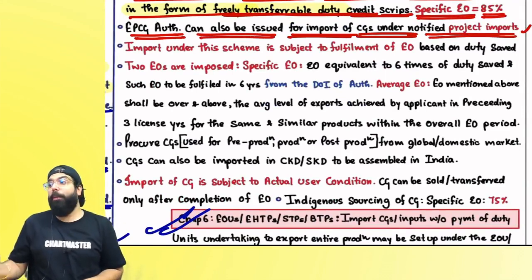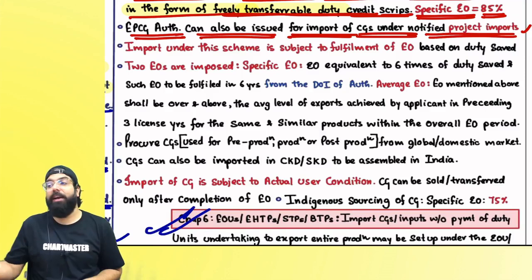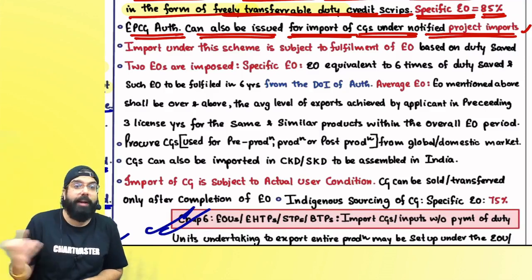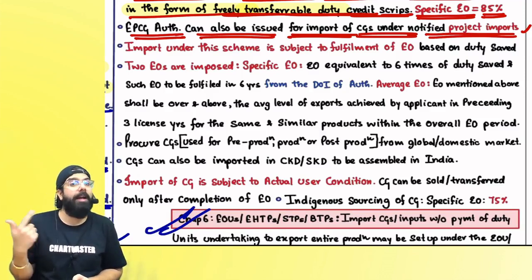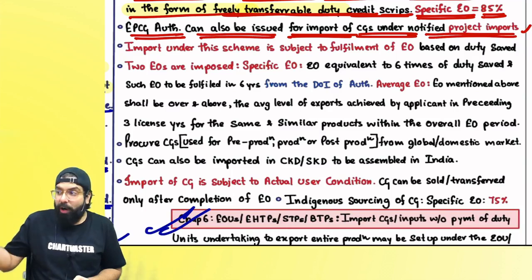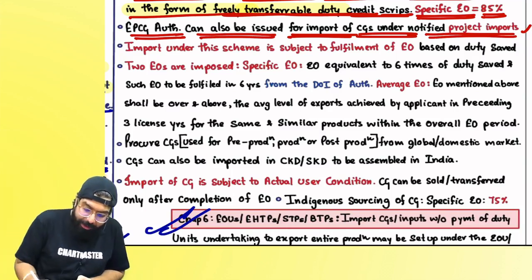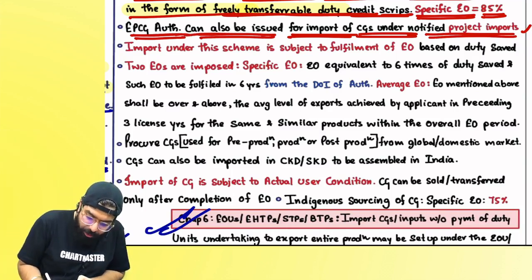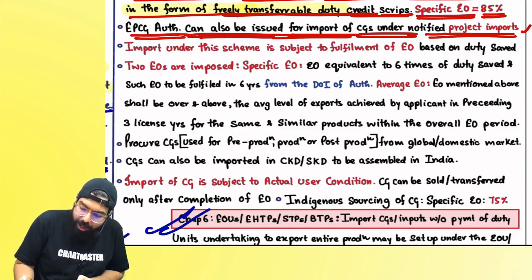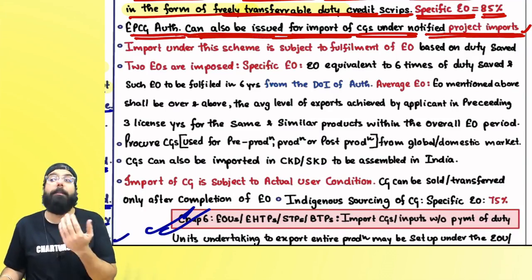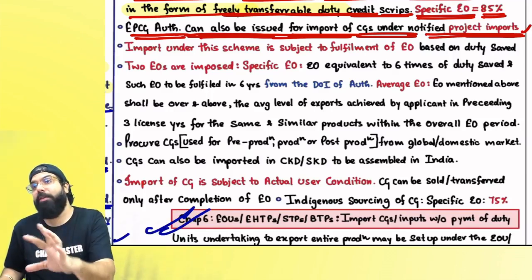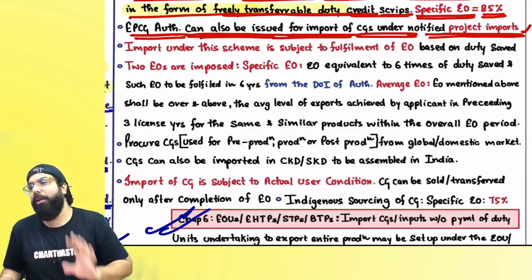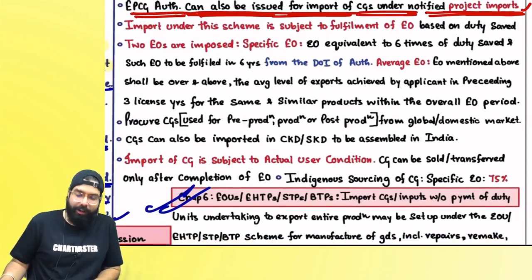Sir, a metro project is there, monorail project is there, industrial project is there, any project, airport development project is there, all those projects are being notified. Metro rail, monorail, all these projects are being notified by the government. If for that you are going ahead and importing, they are telling EPCG authorization can also be issued for import of capital goods under project import. To make a big project which has been notified by the government, if you need any plant and machinery, you can go ahead and import and government will give you the EPCG authorization.